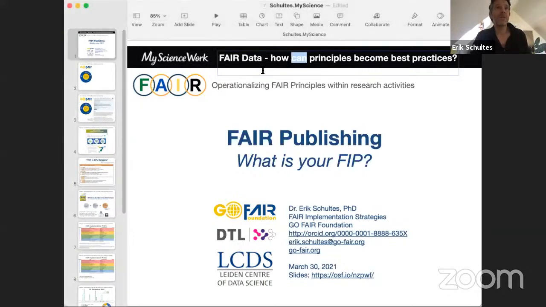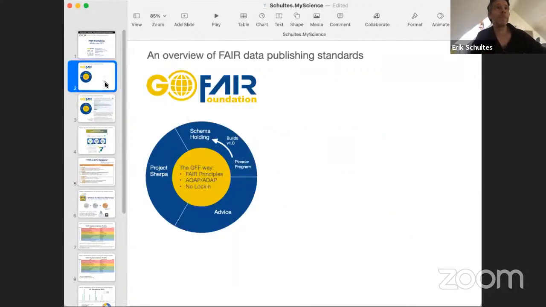So, it's the subtitle of this workshop: Fair Data, How Can Principles Become Best Practices, and Operationalizing the Fair Principles. This is exactly the mark that we've been trying to hit in Go Fair. And the title I will give today is Fair Publishing. It's asking maybe a challenge to those listening to think about what is your fair implementation profile? And I'll explain that in the next few minutes here.